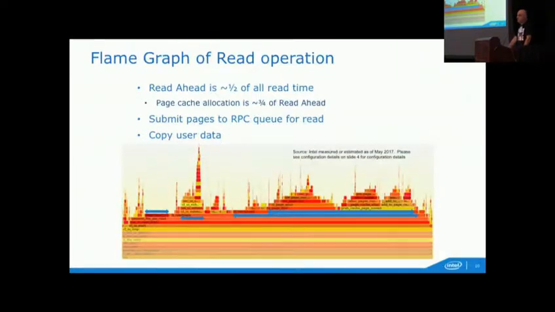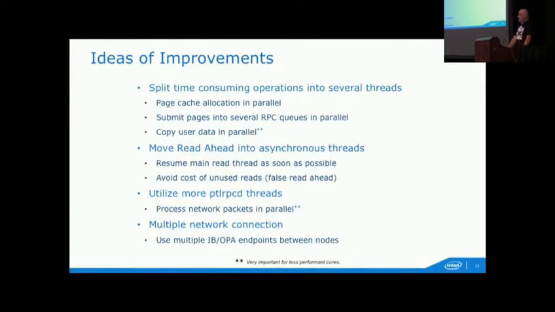So when I look at those pictures, I try to think about what we can do to improve this situation, especially, as I mentioned before, for systems with slow cores which cannot provide enough execution rate for these serial operations. So the idea is straightforward. First of all, we can try to split the time-consuming operations into several threads.